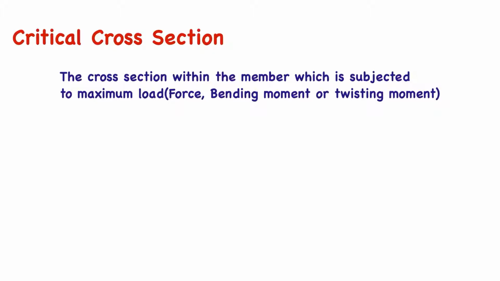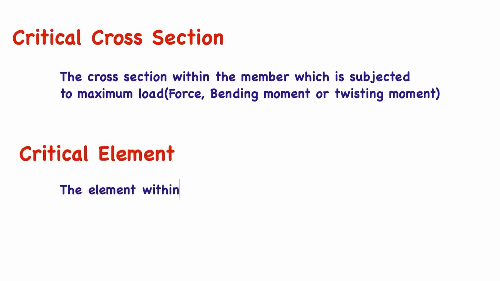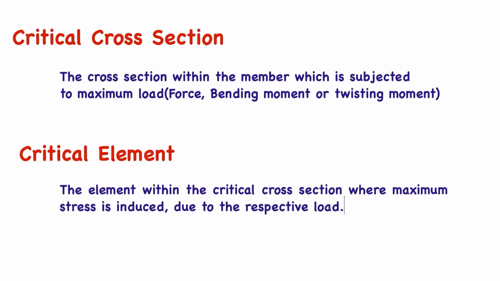So once you are able to identify the critical cross section, then you will be looking for the stress distribution, so that within that cross section you find where the element which is subjected to maximum stress is located. First, for critical cross section, you are looking for the load, force, moment or torque. Once you have identified that, then you will be looking for the critical element where the maximum stress induced is located. So for critical cross section, you are looking for the member load behavior, and for the critical element, you are looking for the element stress behavior. So we will be taking some examples where you can identify the critical cross section and critical elements.